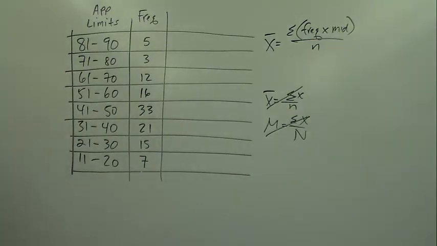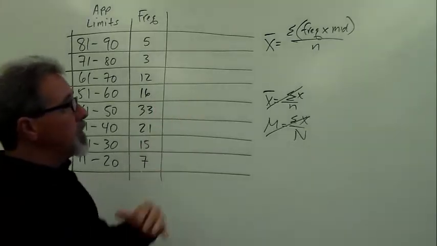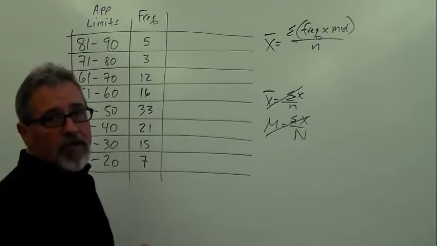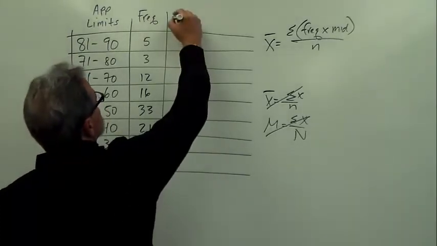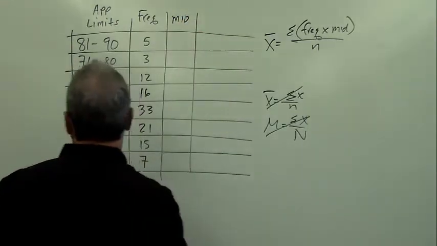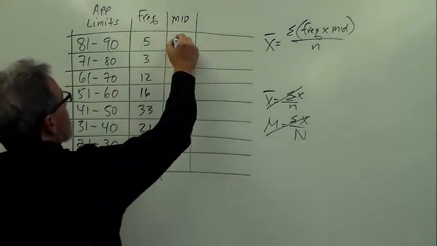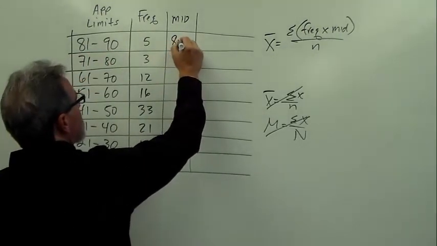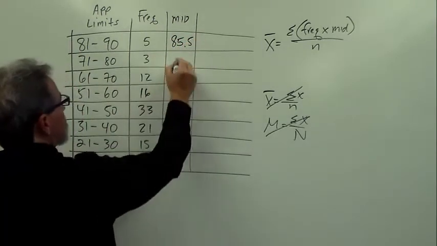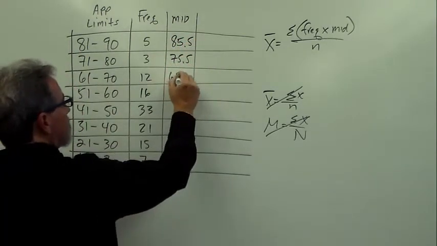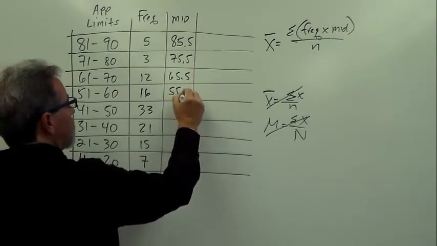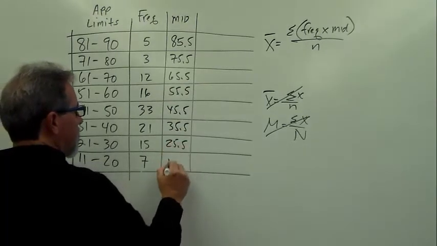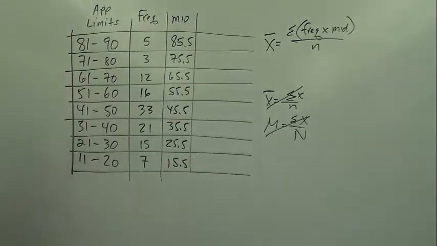So as I said before, we always start with our numerator. Our numerator says we need the sum of frequency times midpoints. Well, we have our frequencies. We don't have midpoints, so the first thing we have to do is make a midpoint column. You should know how to do this from lesson 2. Calculate our midpoints. Take 81 plus 90 divided by 2, 85.5. Next one, 75.5, 65.5, 55.5, 45.5, 35.5, 25.5, 15.5. Those are our midpoints.